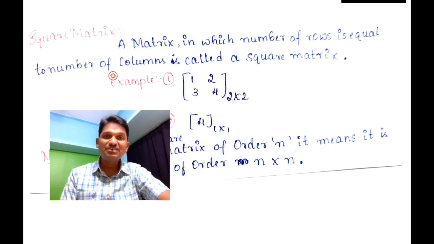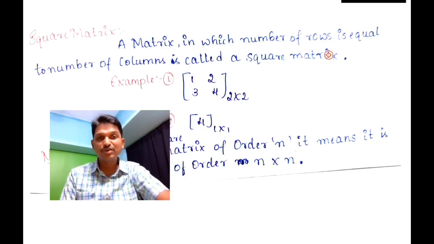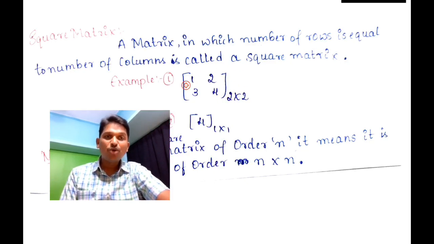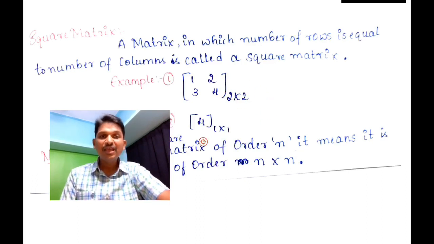Square matrix means number of rows equal to number of columns. It is called a square matrix. You observe here, how many rows, how many columns are there? 2 rows, 2 columns. Number of rows is same as number of columns. Is it a square matrix? Of course. Number of rows is same as number of columns. That's why this is the example for square matrix.